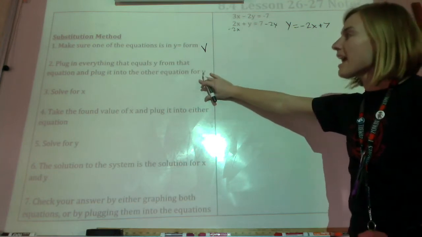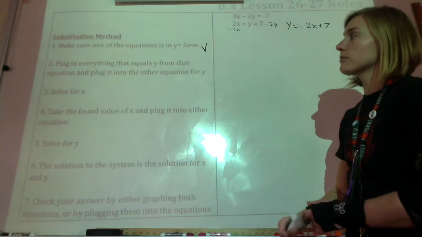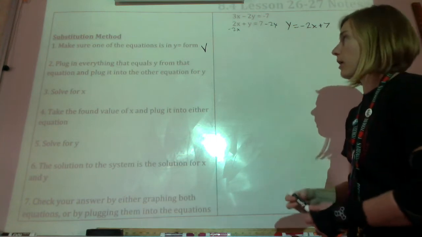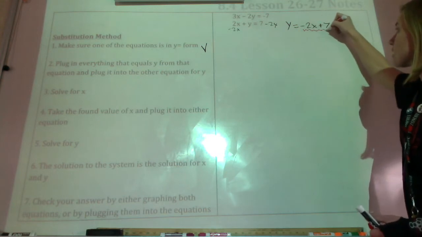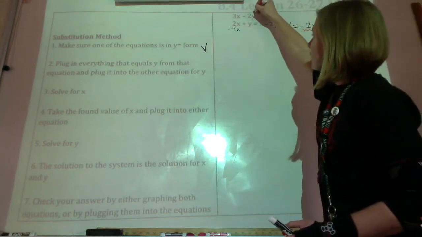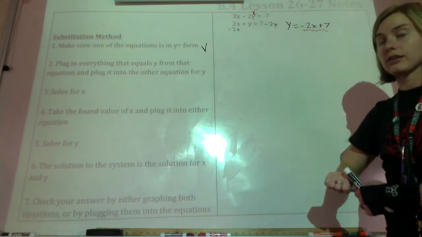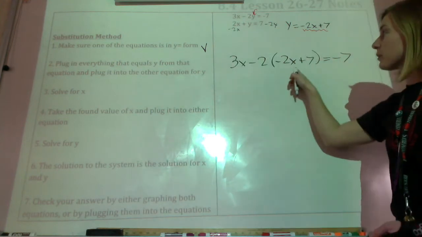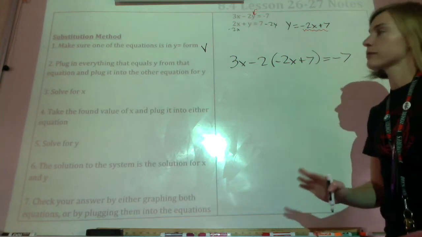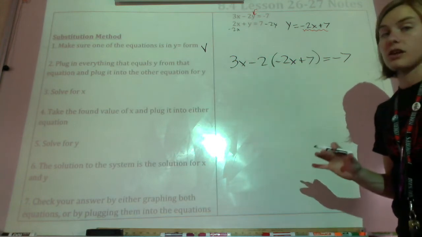Number 2, plug in everything that equals y from that equation and plug it into the first equation for y. So we're going to take this -2x plus 7 and put it in for y. So let's see what that looks like. We can tell it's done properly because we ended up with just x, which is what we're going for. Step 3, we're going to solve for x.